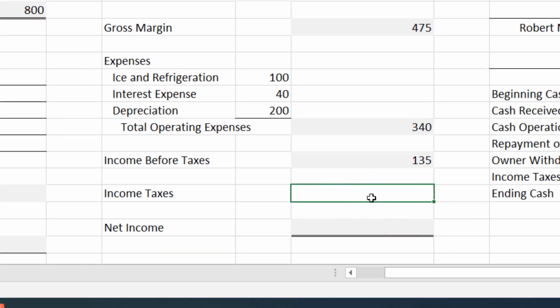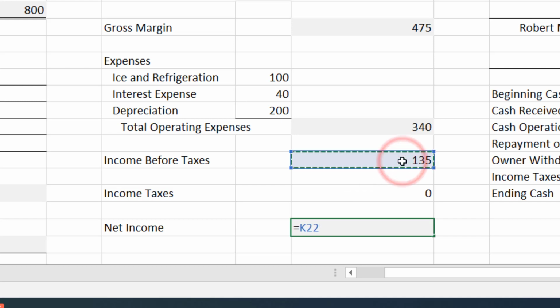Income taxes. Now, in this particular case, income taxes are going to be zero because if you only make $135, you don't actually pay any income taxes. Now, if this was $135,000, we'd need to do an income tax calculation here. But for today's purposes, we're just going to punch in a zero right there and not have any income taxes. Now we calculate the net income. This is our profit after taxes, how much money we actually made after we paid our income taxes. Type an equal sign, click on income before taxes, click on the minus symbol, click on the dollar amount representing our income taxes, and hit enter.